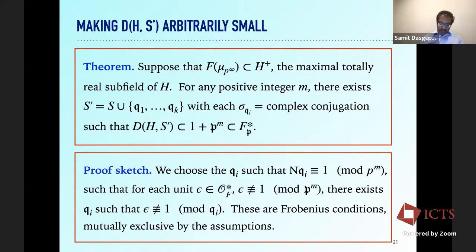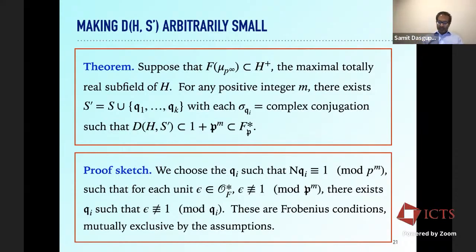Okay, so how do I sketch this? Well, how do I prove this? You choose these primes such that the norms are congruent to 1 modulo P to the M, and such that for each unit epsilon that's not congruent to 1 mod P to the M, there exists a Q_i such that epsilon is not congruent to 1 mod Q_i. So the point is that this unit group that you're modding out by, this D of H S prime, was basically units congruent to 1 modulo everything in S prime. So if you enforce your condition that every unit that you're worried about is not congruent to 1 modulo Q prime, then you have gotten rid of that unit. And so the thing that you're modding out by is getting smaller and smaller. Anyway, these are all Frobenius conditions, and by the assumptions, you need these assumptions so that they're mutually compatible. Okay, so there are details on this in my paper in Duke Math Journal.